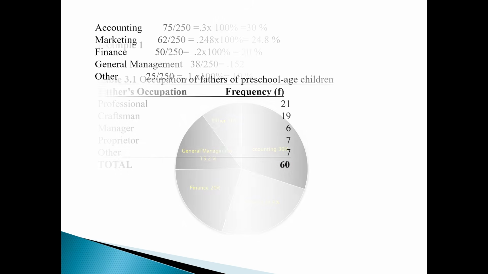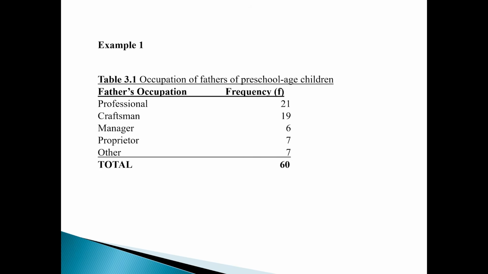Okay, so another example, we have the occupations of fathers of preschool age children. Again, this is nominal data. You have your category here, your father's occupation. You have your frequency. The total number of fathers there is 60. Now, what's your next move to create your pie chart? You should determine the percentages of each category.